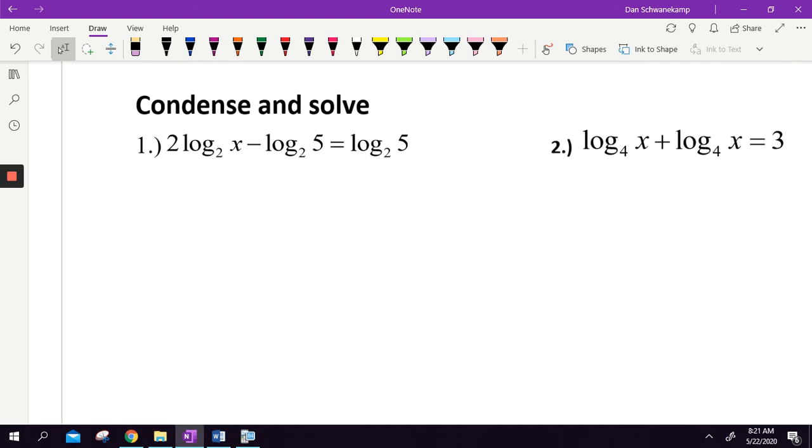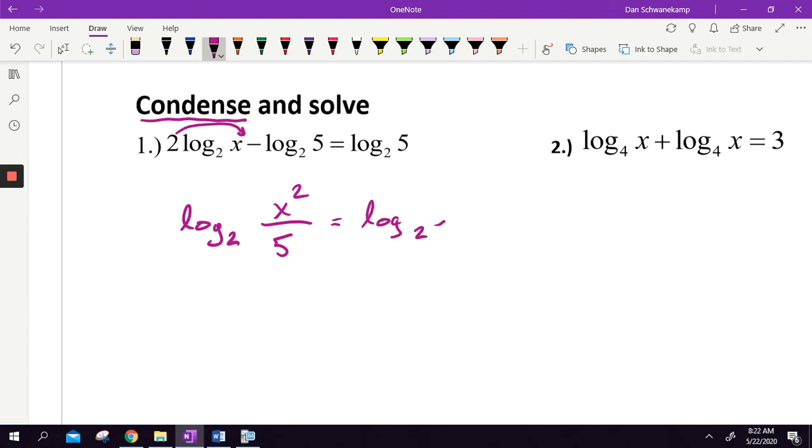All right, so looking at number 1, I want to condense and solve. We have to condense first. So if you look at this one, you see log base 2, log base 2, log base 2. Some students will cancel those. Do not do that. You can't do that. We have to condense it first in order to solve this thing. So that 2 is going to become an exponent. So that's x squared. It's minus log base 2 of 5. So if I'm minusing that, I'm going to throw that 5 on bottom. And that's going to be all equal to log base 2 of 5 on this side. So we're going to condense it first.